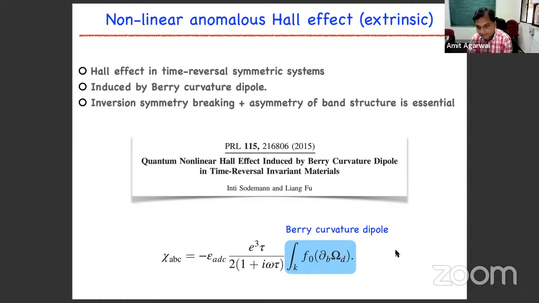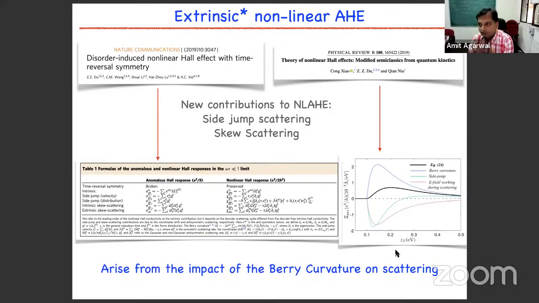Okay? But this is not the only effect which can introduce second order nonlinear Hall effect. There are a lot of extrinsic, scattering dependent, anomalous scattering dependent effects which can also introduce the nonlinear anomalous Hall effect. In particular, there are specific contributions which go by the name of side jump scattering, let's say number one, or skew scattering. Okay? So these give you additional nonlinear Hall contributions basically.